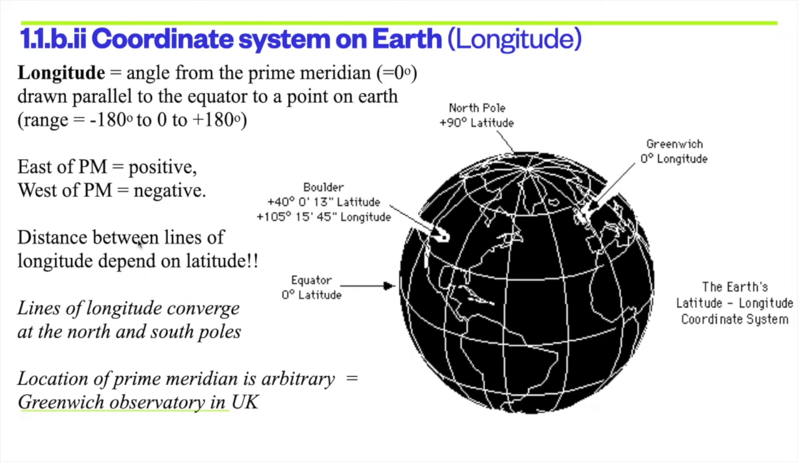So notice that the distance between lines of constant longitude depends on latitude. The physical distance between two constant longitude lines is greatest at the equator. But as we move to higher and higher latitude values, the distance between two constant longitude lines decreases, and the distance completely vanishes at the north pole. Also notice that the location of the prime meridian, that is the meridian through Greenwich, is arbitrary, and there is no fundamental reason why it is taken at Greenwich, but this is purely a matter of choice.